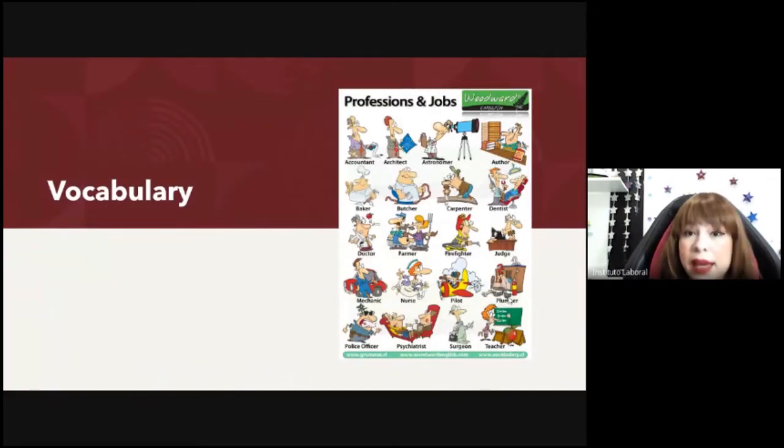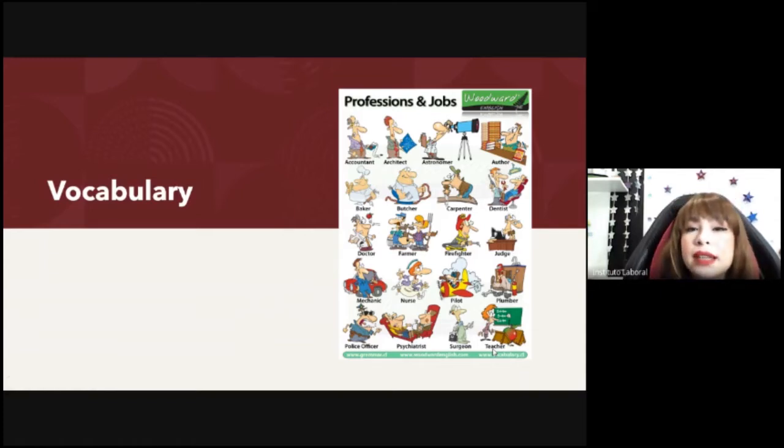Repeat with me. Accountant, architect, astronomer, author, baker, butcher, carpenter, dentist, doctor, farmer, firefighter, judge, mechanic, nurse, pilot, plumber, police officer, psychiatrist, surgeon, teacher.